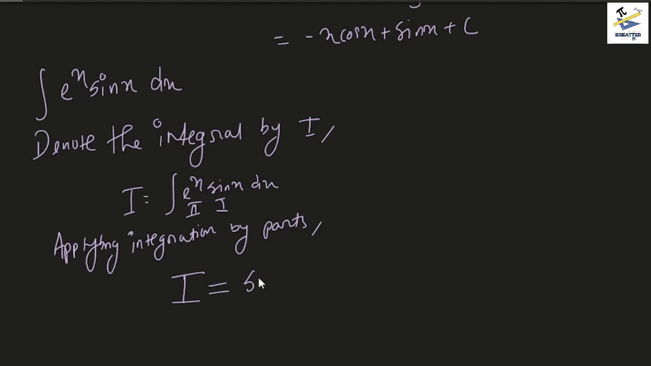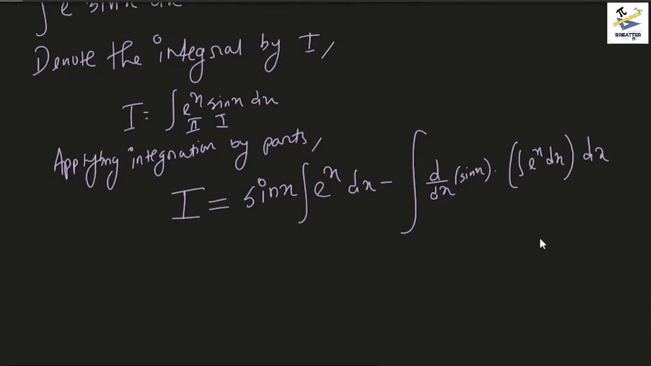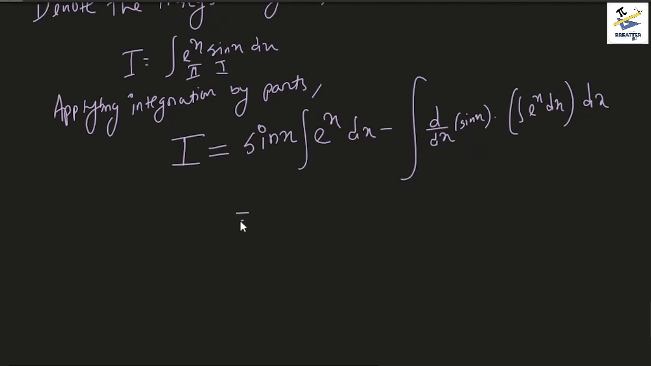I is equal to sin x into the integral of e to the power x dx, minus d/dx of sin x into the integral of e to the power x dx, dx, right? So the integral of e to the power x is just e to the power x, so it becomes e to the power x sin x minus the differentiation of sin x, which is cos x, so cos x into e to the power x dx.